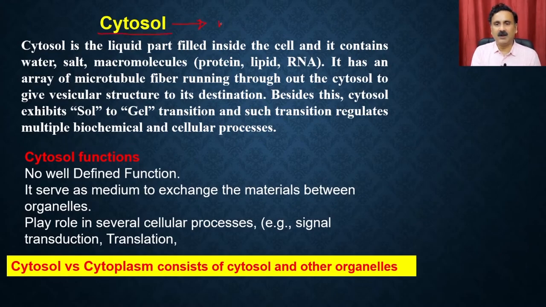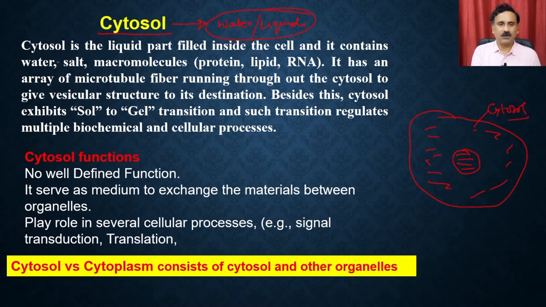Cytosol is nothing but the water or the liquid part present inside the cell. So you see the cell, and it has a nucleus in the center, and in between, whatever you see is called the liquid part, the cytosol. So cytosol is the liquid part filled inside the cell, and it contains water, salt, and macromolecules, which means it contains proteins, lipids, and RNA. It has an array of microtubule fibers running throughout the cytosol to guide the vesicular structures to their destinations.